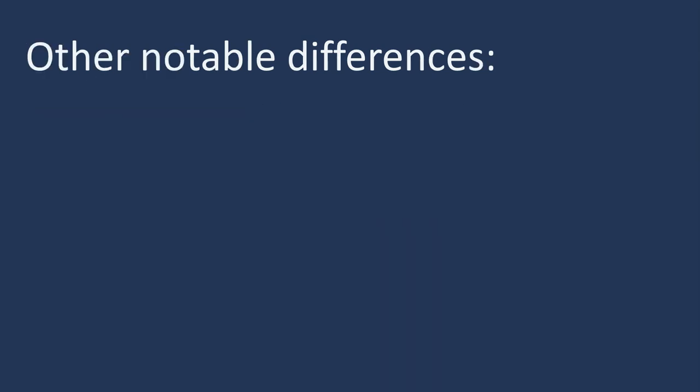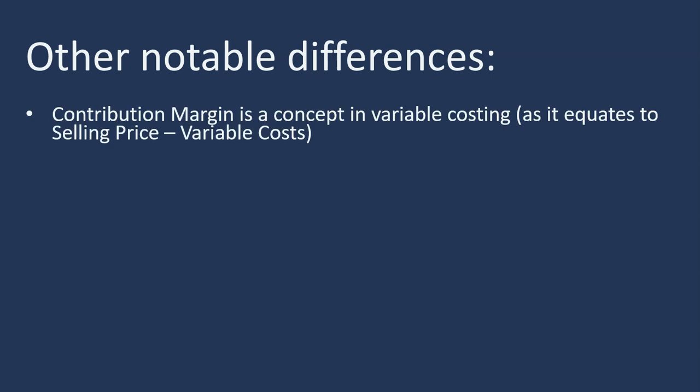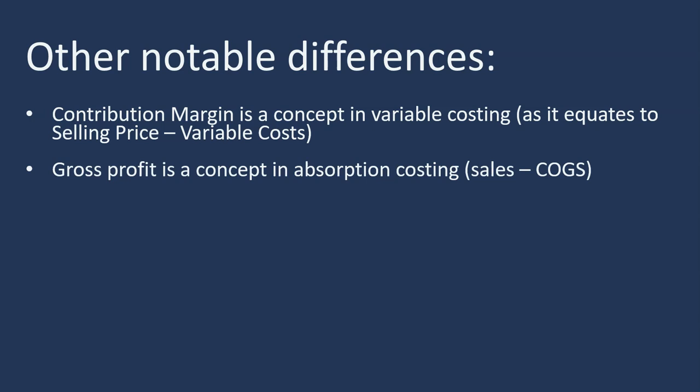So some other notable differences between the two methods. If you see contribution margin, well, you're dealing with variable cost. This is selling price minus variable cost. You can't get to that level of detail at contribution margin in absorption costing because the variable and the fixed cost are put together, and so you do not have this analysis of selling price minus variable cost. So if you see contribution margin, you are dealing with a variable costing statement, whereas gross profit is a concept under absorption costing. That is equal to sales minus cost of goods sold. Again, the cost of goods sold is inclusive of both variable and fixed cost.